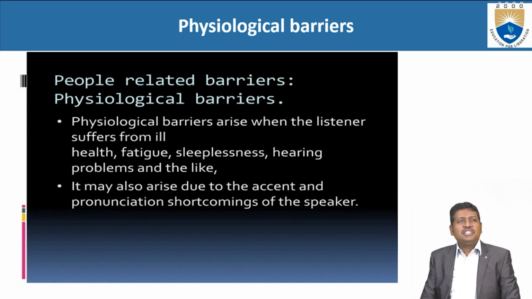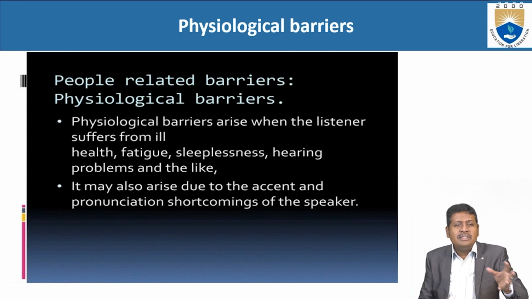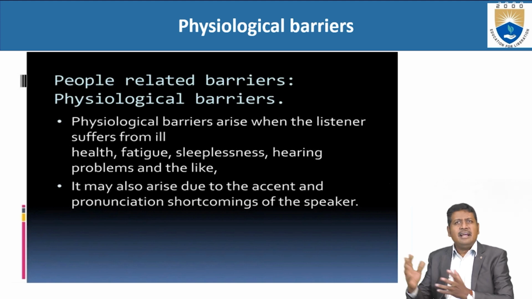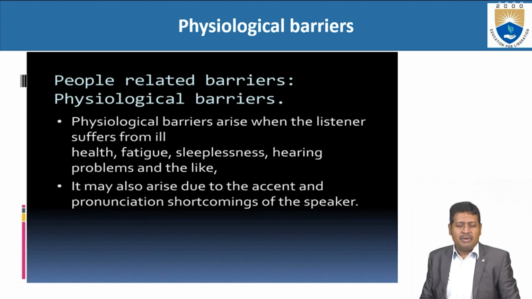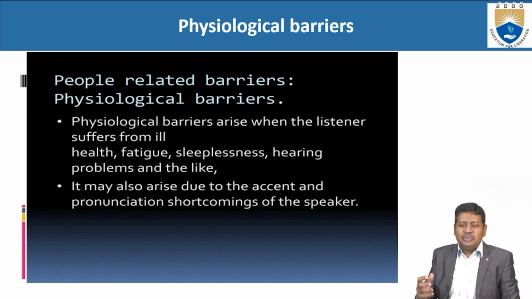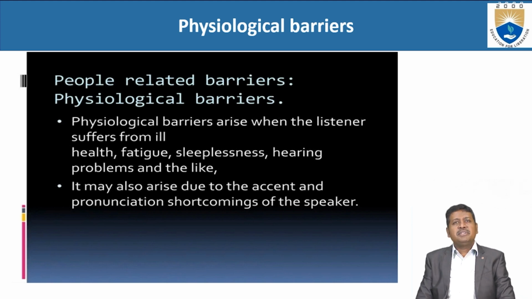So generally what happens, doctors say that old cells are replaced by fresh cells when we get out of our bed after a good night's sleep. So sleeplessness is a physiological barrier. Similarly, hearing problems and the like. These are all physiological problems. It may also arise due to the accent and pronunciation shortcomings of the speaker.